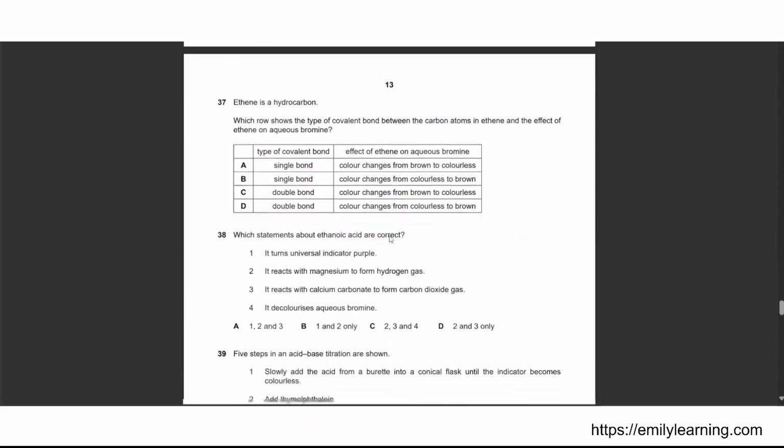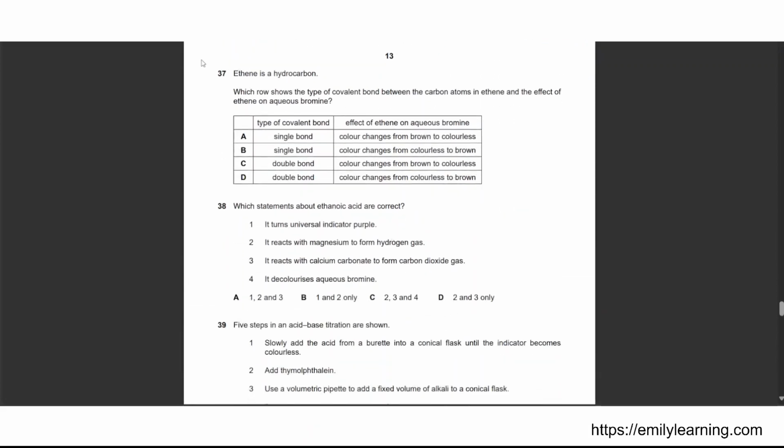Moving on to question 36, petroleum is a mixture of different hydrocarbons. Which process is used to separate petroleum into groups of similar hydrocarbons? Basically, it's fractional distillation. So they are separated based on their boiling point. So therefore, fractional distillation is used. Question 37, ethene is a hydrocarbon. Which row shows the type of covalent bonds between the carbon atoms in ethene and the effect of ethene on aqueous bromine?